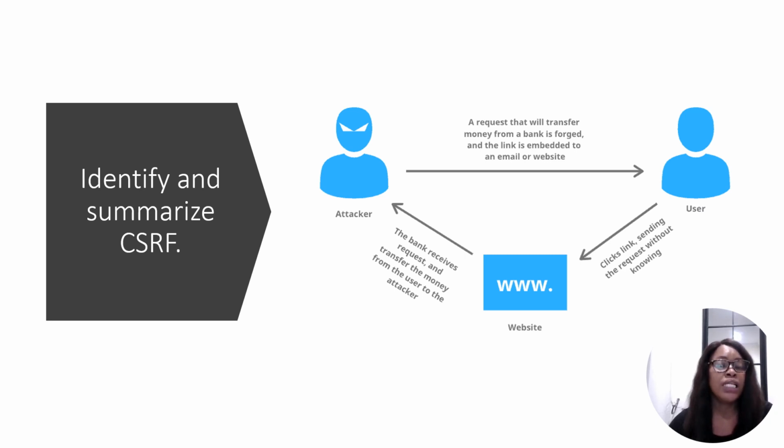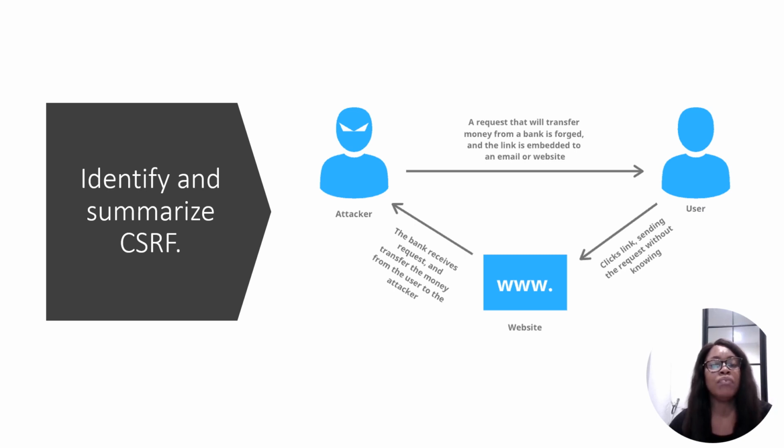In a CSRF attack, the attacker crafts a malicious request that appears to be legitimate and tricks the user's browser into sending it to the target website. This allows the attacker to perform actions on behalf of the user, such as changing their account settings, making unauthorized purchases, or even deleting their account. The user is completely unaware of these actions as they appear to be initiated by them.